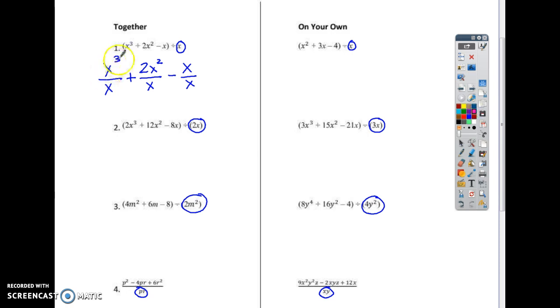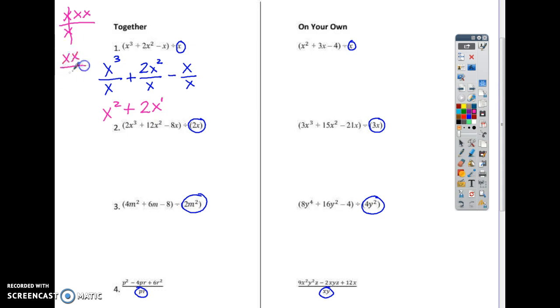So if I have 3 x's on the top and 1 x on the bottom, how many do I have left? Let's try it over here. 1, 2, 3 on the top, 1 at the bottom. 1 cancels. How many do you have left? 2. So it's x squared. That means this answer right here gives you x squared. Plus, I have 2 x's on top, 1 x on bottom. How many do I have left over? 1. So I have 2x, just 1, right? 1x left over.